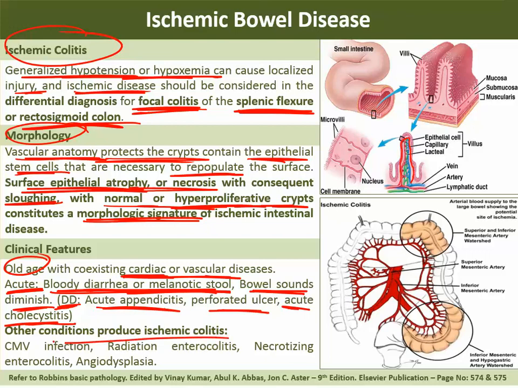Another condition which produces ischemic colitis is cytomegalovirus infection. Why is it important? Why can cytomegalovirus infection produce ischemic bowel disease? We discussed this in the esophagus. Cytomegalovirus infects which cell? You have to study actually. Understand? If you are not studying, we cannot do anything.